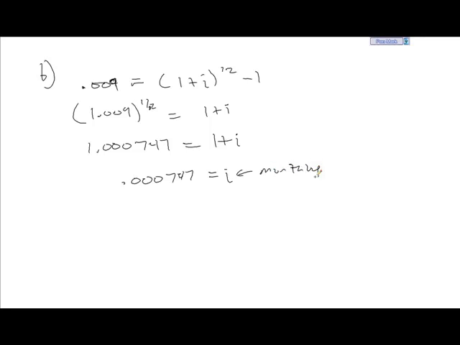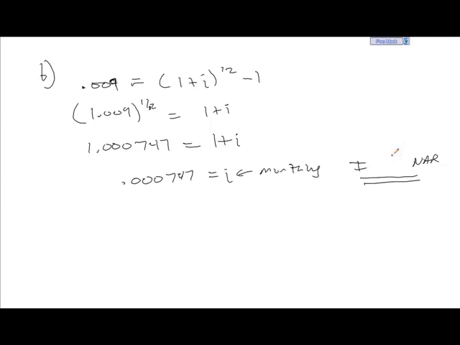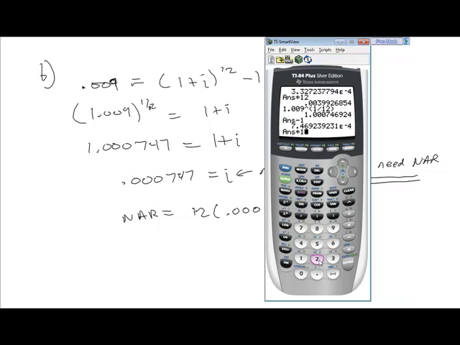I need the nominal annual. Sometimes it's pretty hard to write with this thing. So I need the nominal annual rate. So I'm going to multiply this by 12. So the nominal annual rate is equal to 12 times 0.000747. And so I'll just take this number times 12, and I get 0.00896.